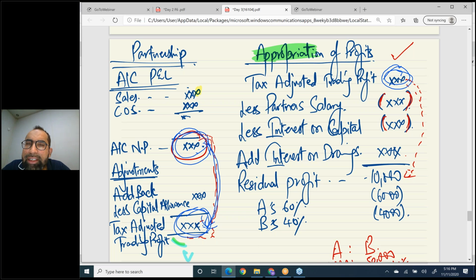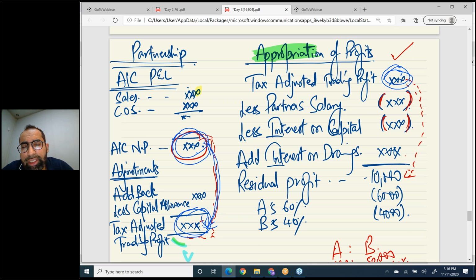First of all, if salaries of partners are given, you have to deduct. If any interest on capital is given, you have to deduct. If any interest on drawings is given, you have to add, because partners pay this interest on drawings to the firm. Then finally you will get residual profit. Assuming there are two partners A and B, and the profit sharing ratio in my example is 60/40, you'll divide. Okay.